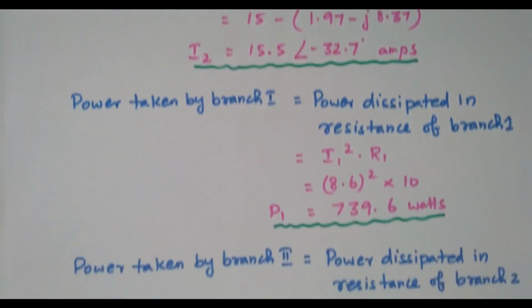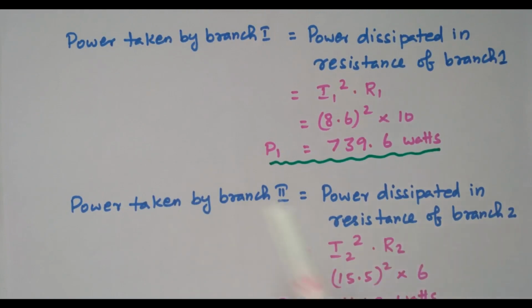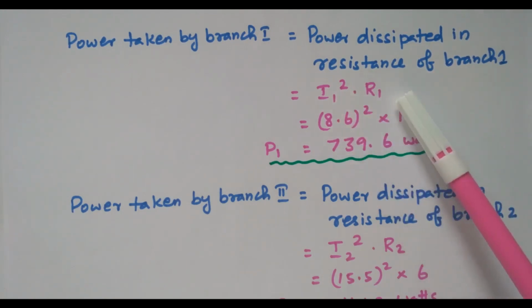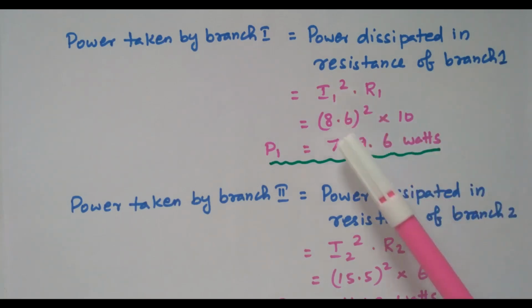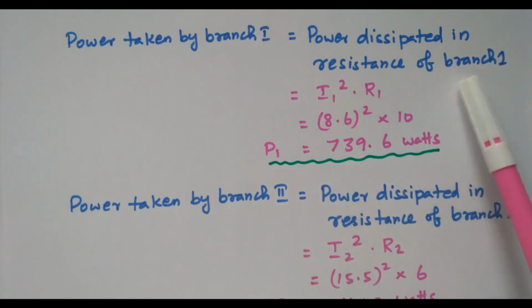So from the current values we can easily identify the power taken by branch 1 and branch 2. The power taken by branch 1 is the power dissipated in the resistance of branch 1. So I1 squared times R1. The magnitude we calculated is 8.6, so 8.6 squared times the R1 value of 10. By simplifying we got 739.6 watts. The power dissipated in the first branch, that is in the resistance, is 739.6 watts.